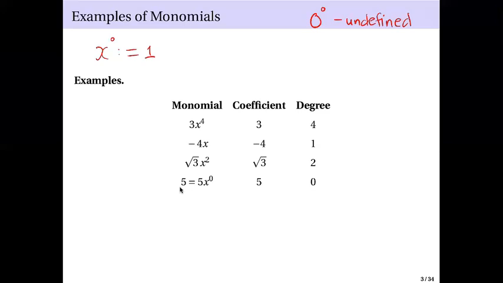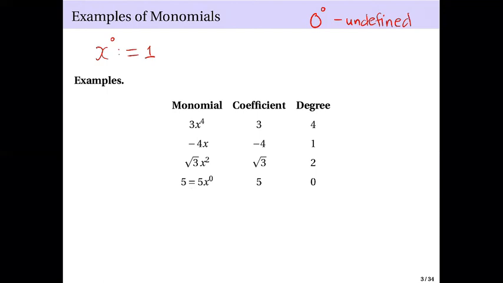So that's why if you have this constant 5, you can write it as 5x raised to 0, which means the coefficient is 5 and the degree of the monomial is equal to 0. So if you have a constant, that's always a monomial, and the degree of that constant is equal to 0. And by that, I have to mention that the constant we're talking about is not the number 0.